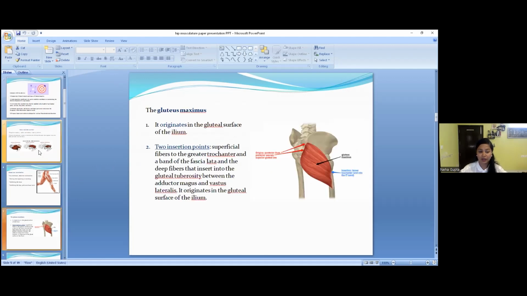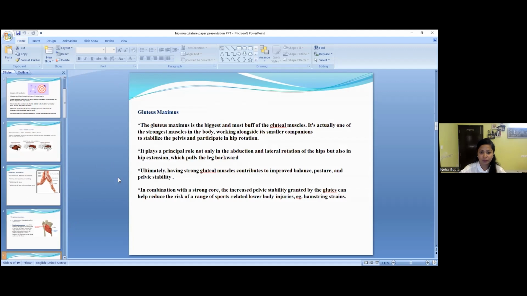As I said, 3 muscles combine together to make the gluteal region, the buttocks. The first is the gluteus maximus, which originates from the gluteal surface of the ilium and inserts to the greater and the lesser trochanter. The gluteus maximus is the biggest and most buff of the gluteal muscles. Definitely, it gives shape to our hip.